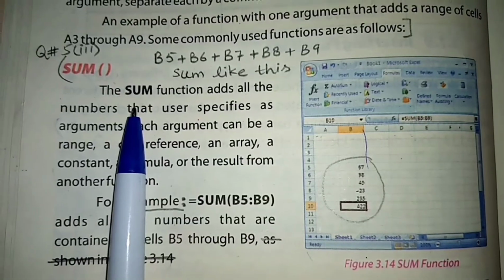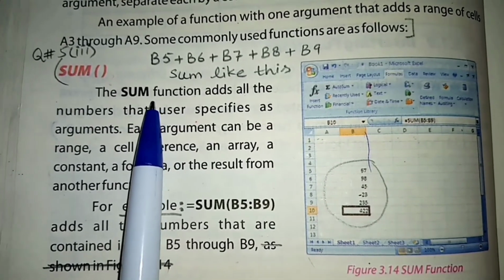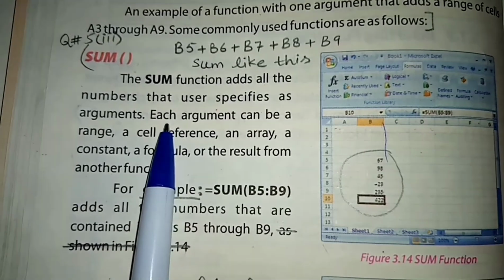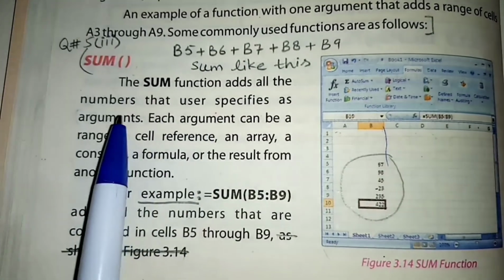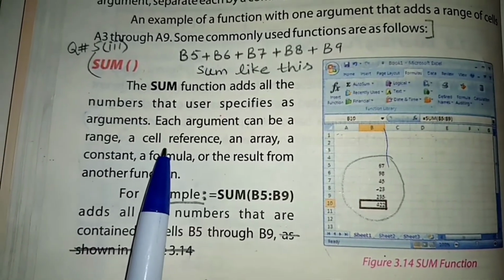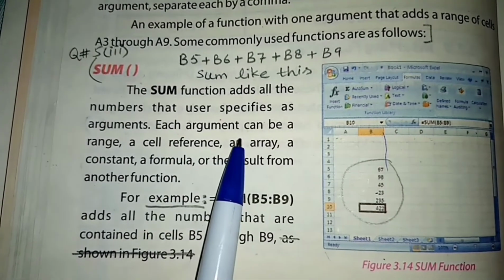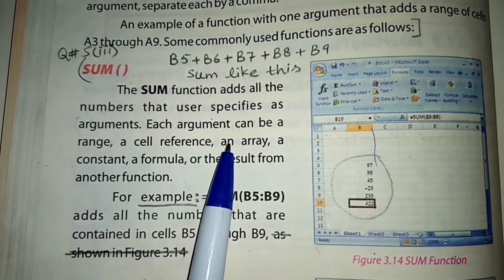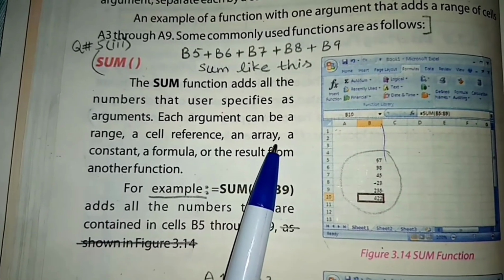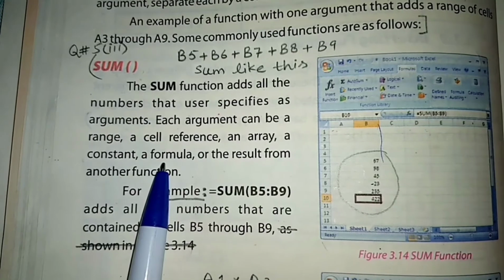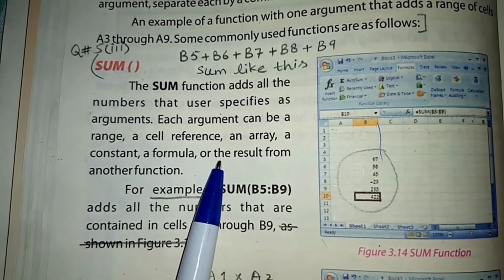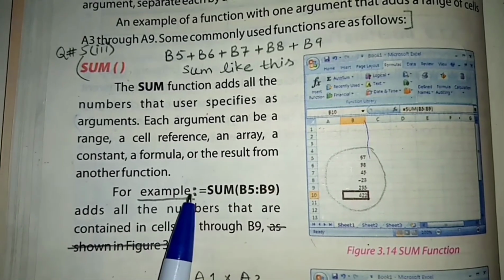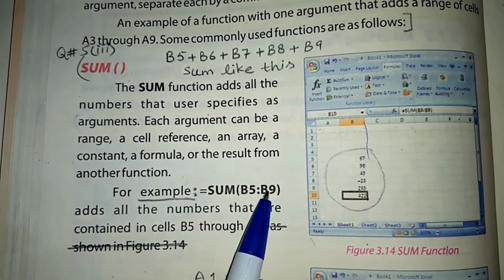Okay students, first function is sum function. Sum function is used to add all the numbers specified in the argument. Students, as we know that an argument can be a range of cells or cell references or an array. Array means collection of numbers, collection of cells or collection of data values. In argument there can be constants, there can be a formula or there can be a result derived from another function.